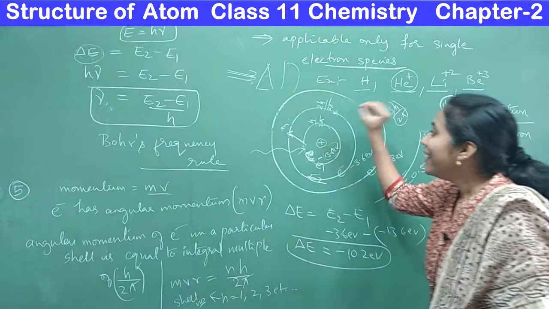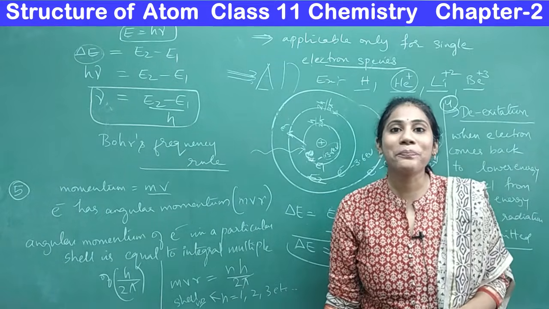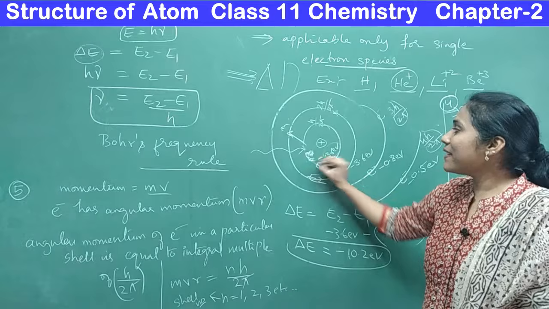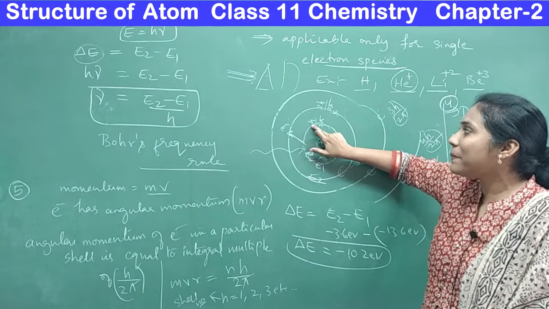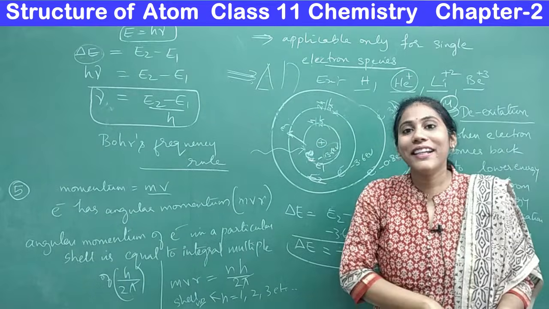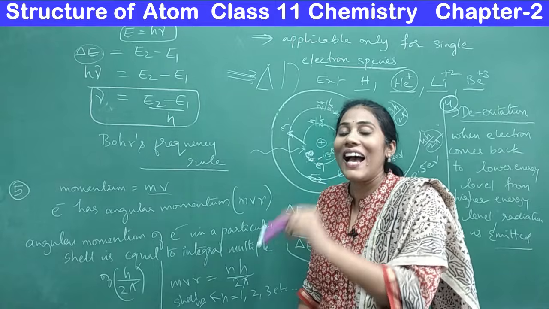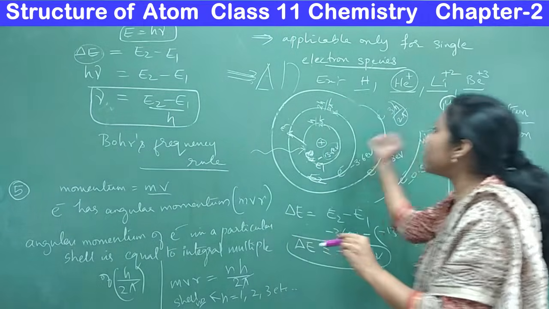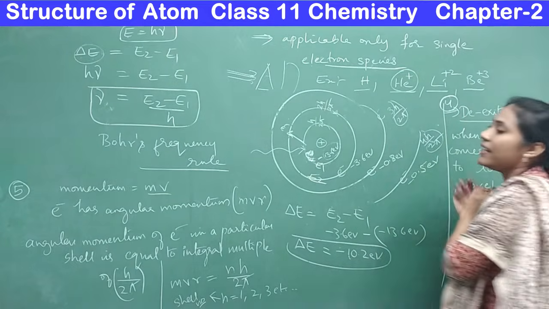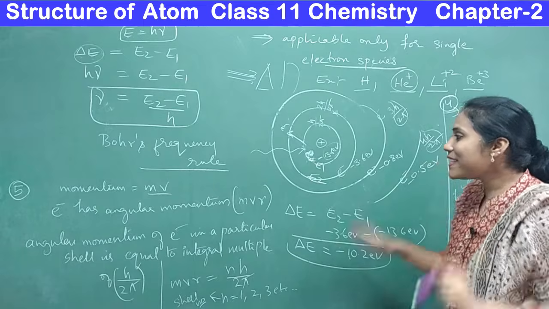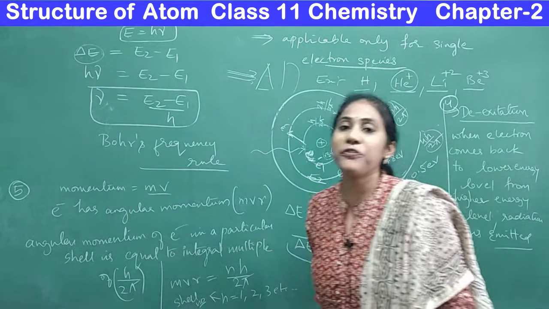That means your electron has fixed values of angular momentum. Say when an electron is present in the first shell, it has a fixed value. All electrons will have an angular momentum equal to h by 2 pi only, right? So even angular momentum is quantized. Even angular momentum has fixed values when an electron is present in a particular energy level. So this is the meaning of the fifth postulate.